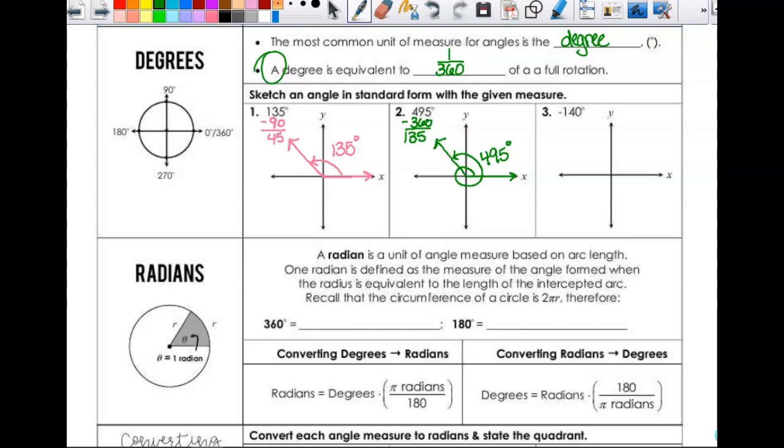All right, so then I have a negative 140. I still start here, but this time, since it's negative, I'm going to go clockwise. If I start here, this would be 90, that would be 180, but 140 is in here somewhere. So after I hit 90, how much farther do I go? 50, and that's just a little past halfway, so about right there. Then I show this arrow to show that it's negative, and that's negative 140 degrees.